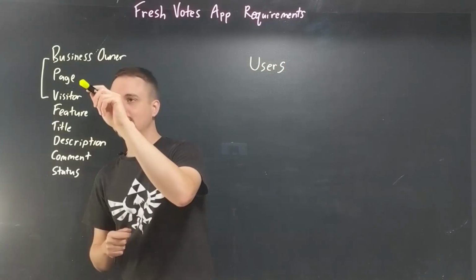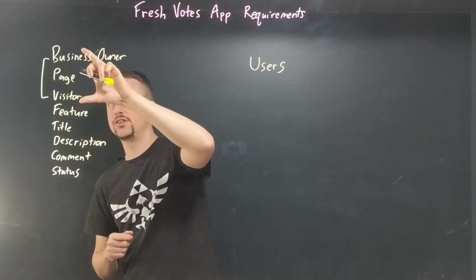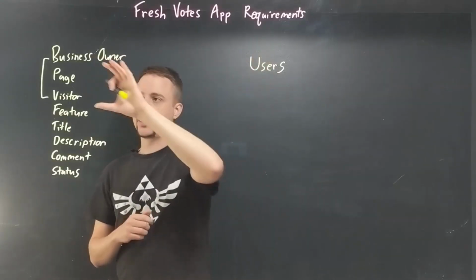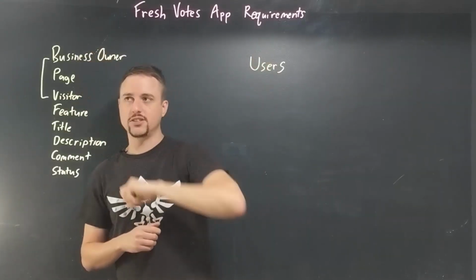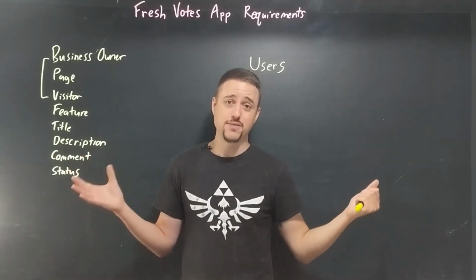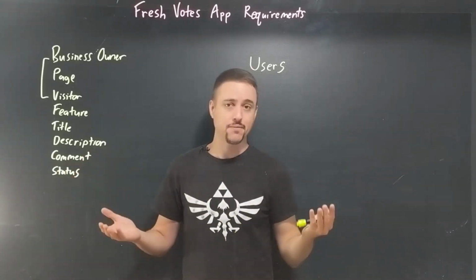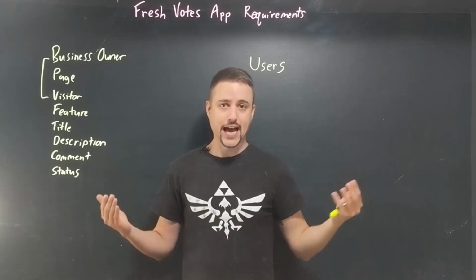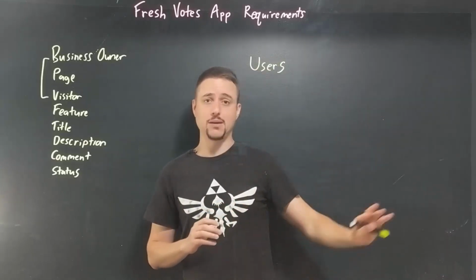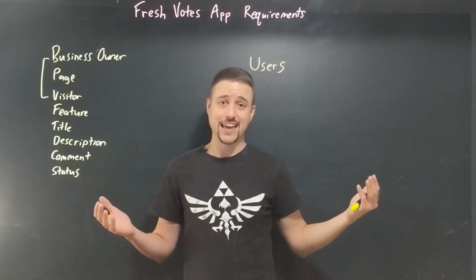Okay, next thing is page. So we've combined business owner and visitor into one table called users. We'll get to the design of that table in a second. So now, page. What is a page? That's a pretty broad term. That's almost like saying app. We talked about the word app and how we weren't actually going to bring that forward because all of these database tables together, when we create them, represent the app itself.